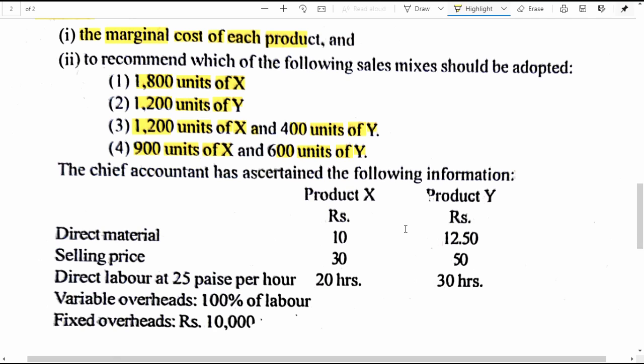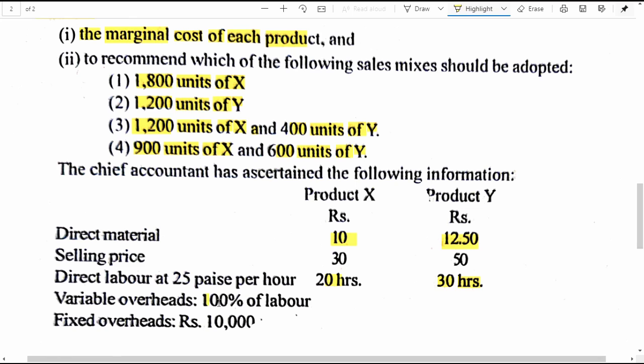With regard to product X and Y, they have given us a few details like direct material 10 rupees per unit of product X, 12.5 rupees per unit of product Y. Selling price is 30 rupees per unit of X, 50 rupees per unit of Y. Direct labor is 25 paise per hour and it comes to 20 hours for every unit of X. Therefore, 20 hours into 25 paise, it comes to 5 rupees per unit of product X. Whereas it comes to 30 hours for every unit of product Y, therefore 30 into 25 paise, it comes to 7.5 rupees per unit of product Y.